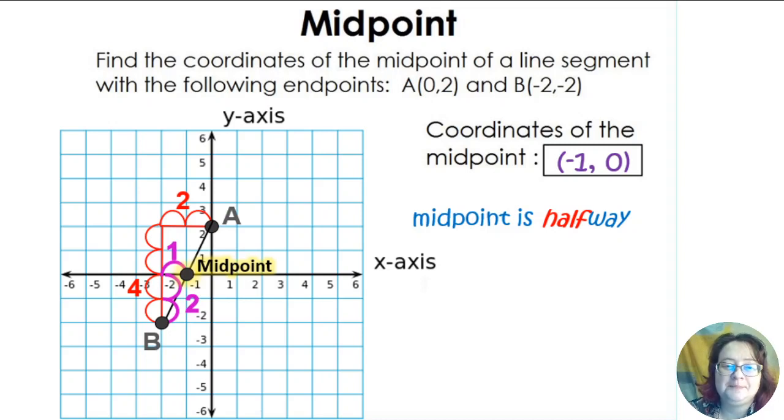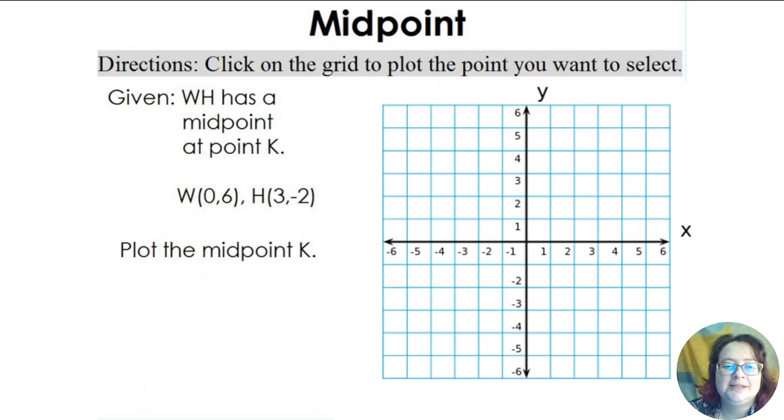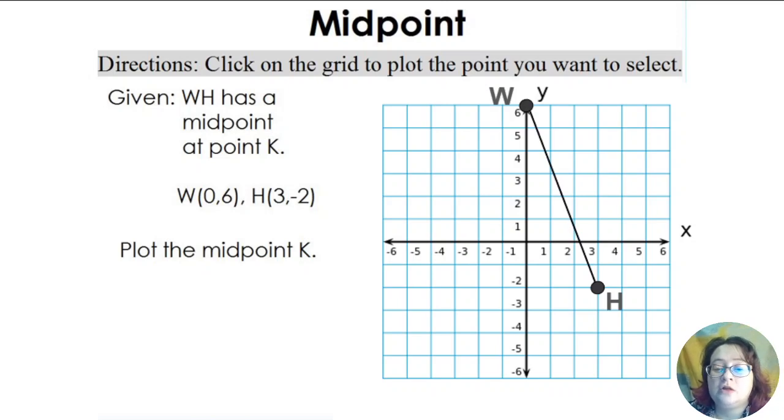Let's try one more. WH has a midpoint at point K. W is (0, 6). H is (3, -2). So first, I'm going to put point W on our graph at (0, 6) and label it. And then point H at (3, -2) and label it. I will connect them. And then I need to draw along the grid lines from point W to point H. So I'm going to go down and over.